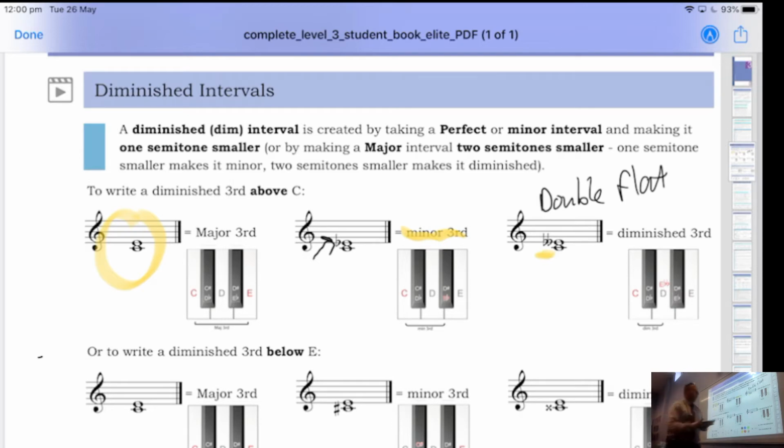Now, let's have a look on the piano keyboard at what those notes were. There's C, and I'm not going to draw this yet, I'm just pointing with my pointer. C to E was a major third, correct? C to E flat is a minor third. That note looks like it's a D. It says D on there, doesn't it? Yes. But it can also be called E double flat.